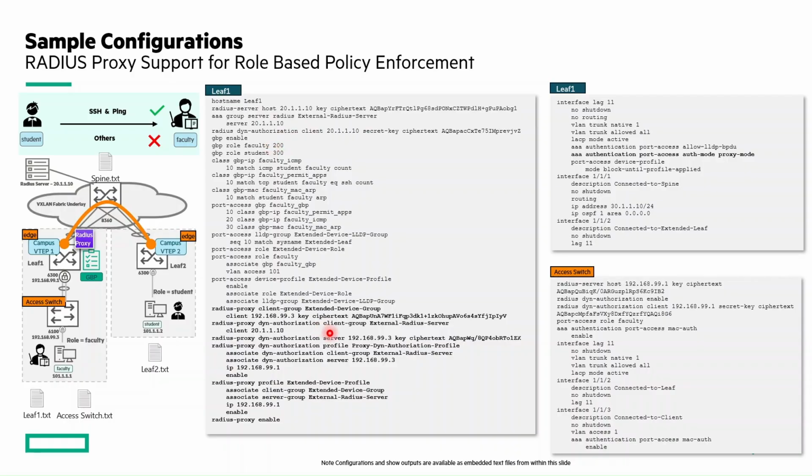Next is the client group configuration. For this radius proxy switch, the server is the external radius server and the client is the access switch. So we need to create the client group with the IP of the access switch, that is 99.3.